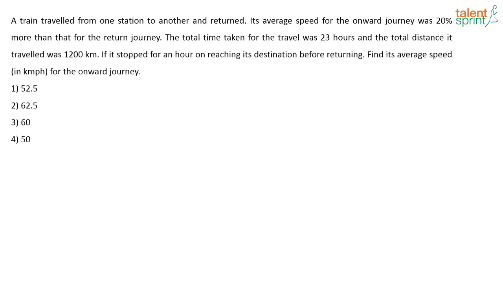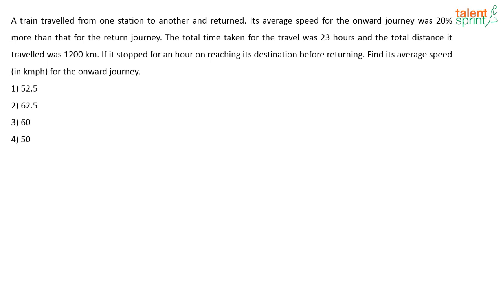Next one. A train travelled from one station to another and returned. If the average speed for the onward journey was 20% more than that of the return journey. The total time taken for travel was 23 hours and the total distance it travelled was 1200 kilometers. If it stopped for an hour on reaching its destination before returning, find its average speed for the onward journey.